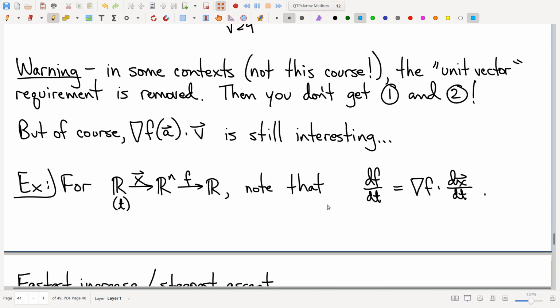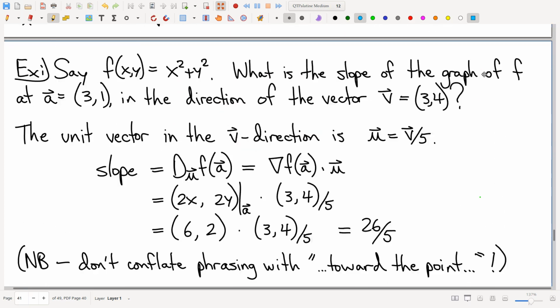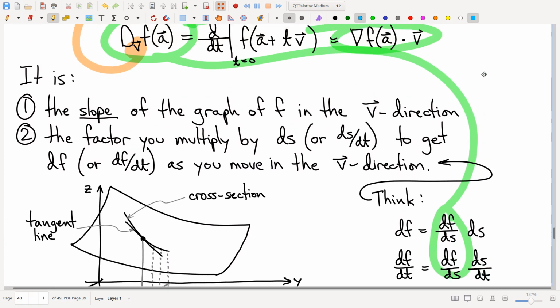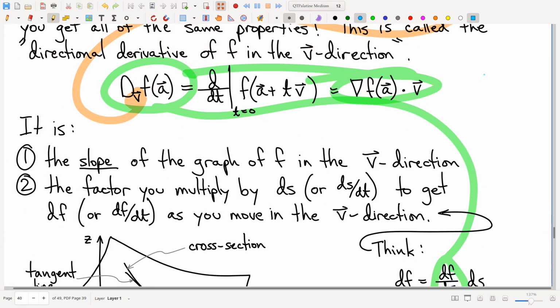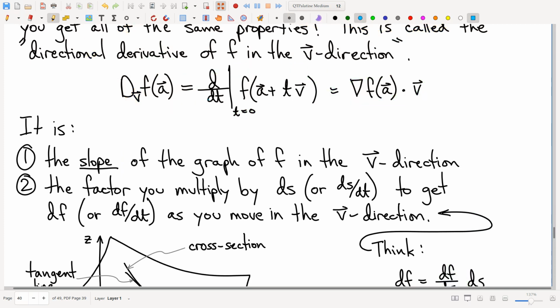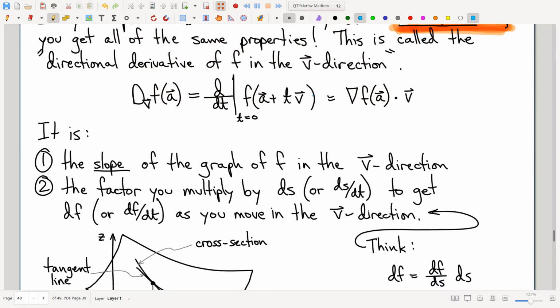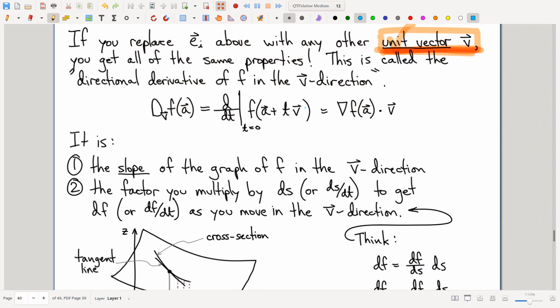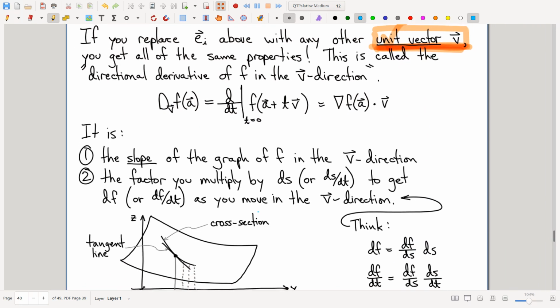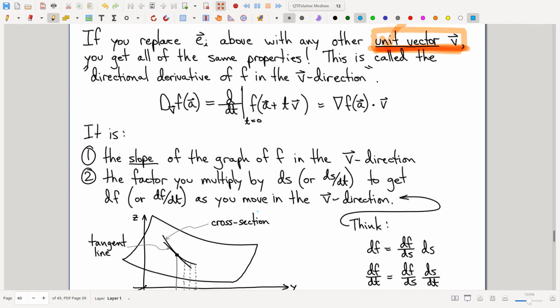There are those who will remove the requirement that it be a unit vector. Now let's go back and think about what that will do to us. How does that change things? And now I need to erase here. Okay, so let's do it about like that. Okay, there we go.